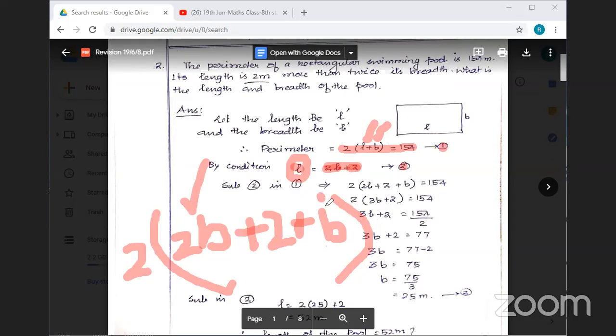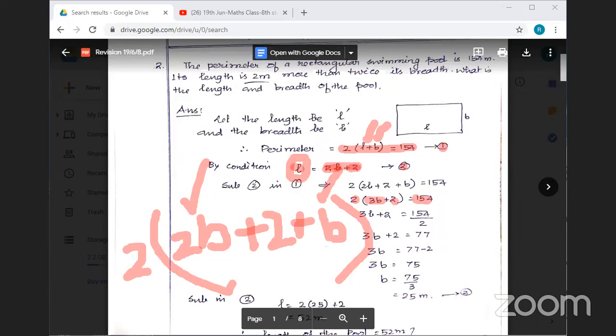What is the total b? 3b. Therefore, 3b has come here. The 2 is outside. This is 154. Any doubt? No doubt, sir.